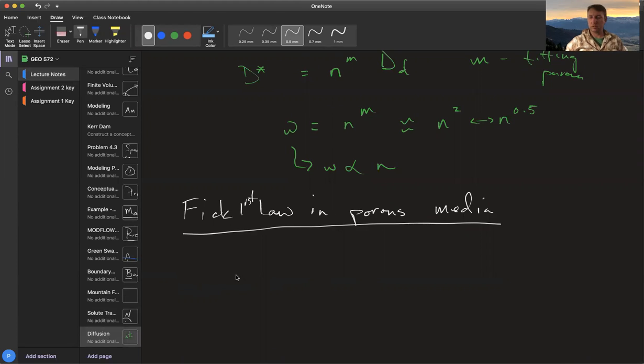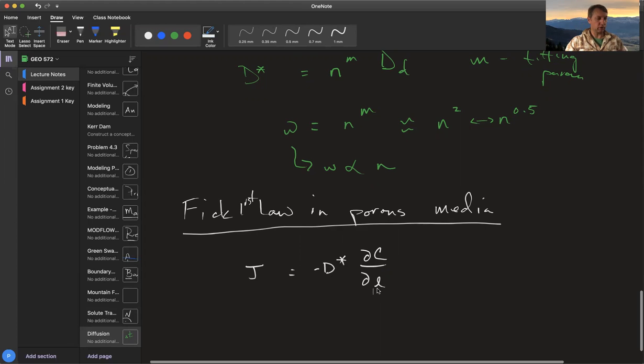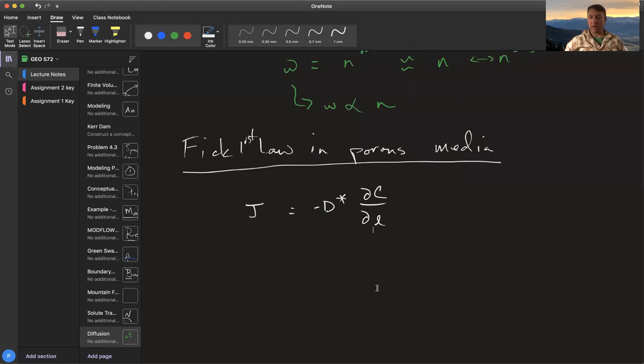Okay, so Fick's first law in porous media says this. J is equal to negative D star times dC/dL. All right, so this is just a generic flux in some direction is equal to the effective diffusion coefficient in the porous media times the concentration gradient. All right, so now let's derive the diffusive mass transport equation.